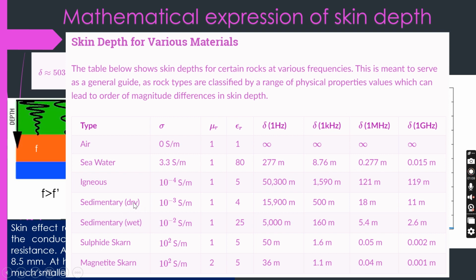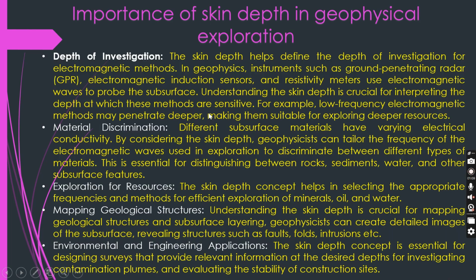Now for example, let us see this magnetite skarn or sulfide skarn. Here it will be more important. This is the conductivity of the material, for example, magnetite 100 siemens per meter. Here it is 36 meters in case of frequency of 1 hertz. With increasing frequency, the skin depth decreases. So this is very important. Once we have such information, it will be very helpful in geophysical studies.